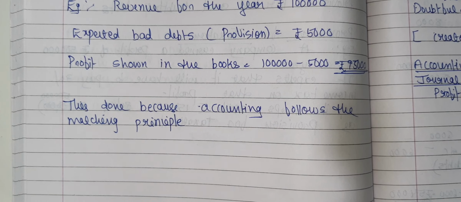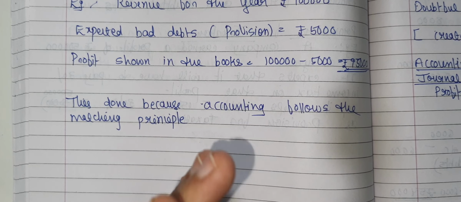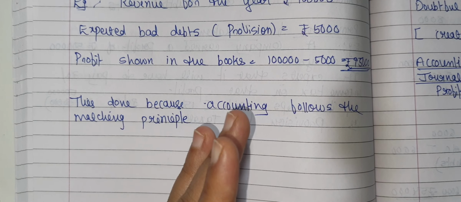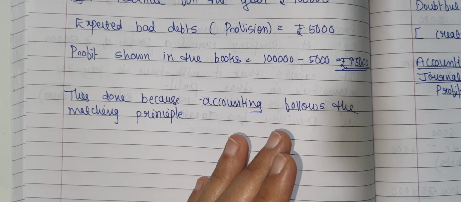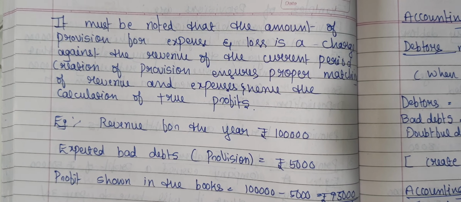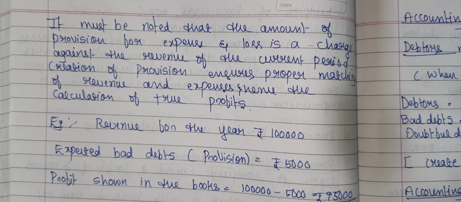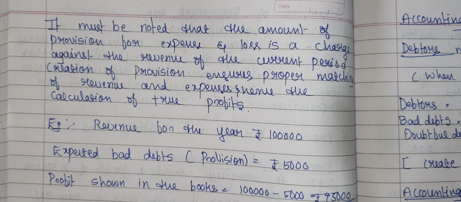This is done because accounting follows the matching principle, which says expenses should be matched with the revenue they help to earn. Even if the loss or expense is not yet certain, we anticipate it and adjust the profit accordingly. Clear? That is why it must be noted that the amount of provision for expense and loss is a charge against the revenue of the current period. Clear? I hope till here it is clear to you all.